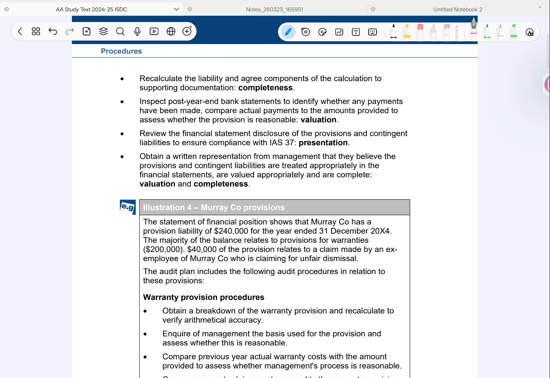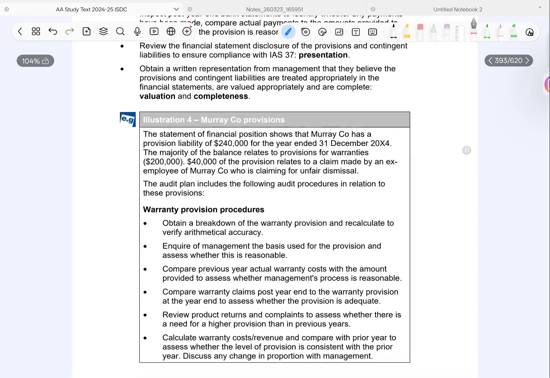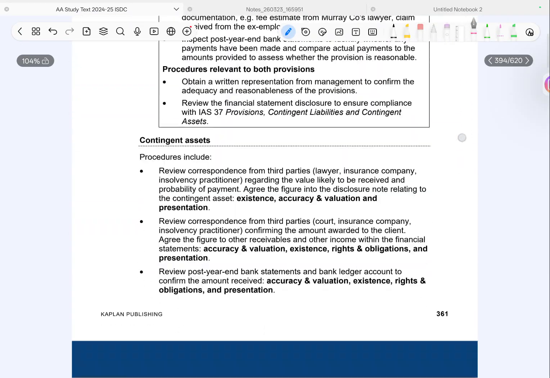Finally, a written representation is obtained from management confirming that provisions and contingent liabilities are complete, appropriately valued, and correctly treated in the financial statements. This provides additional assurance, although it is not a substitute for other audit evidence.